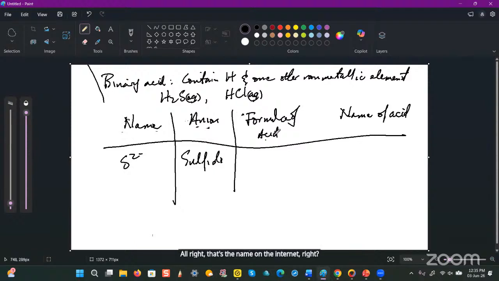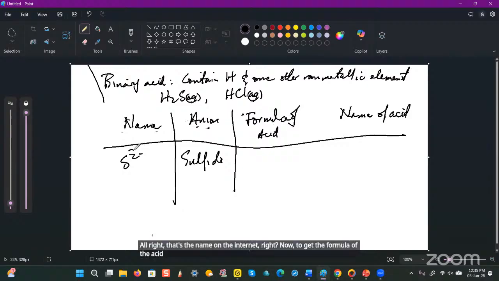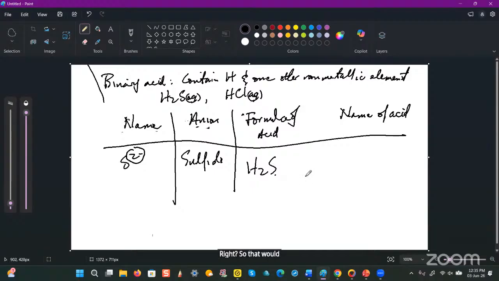Now, to get the formula of the acid, what you do is take into account that you have two negative charges here, which means that you have to add two hydrogen ions to it, and therefore the formula becomes H2S, right? So that would be the formula of the, oh shoot, I just remembered something. Okay, let me put H2 gas here, right?